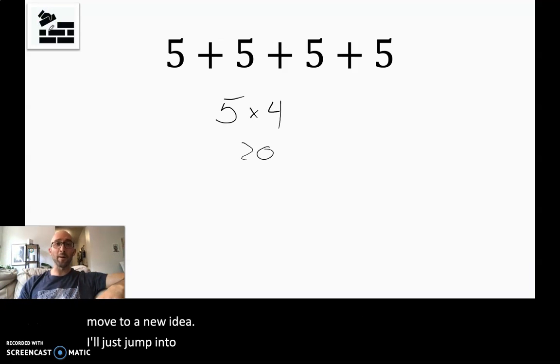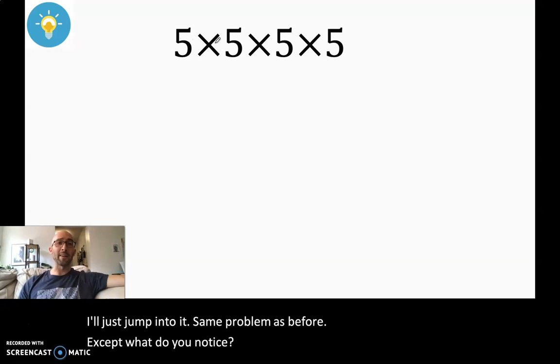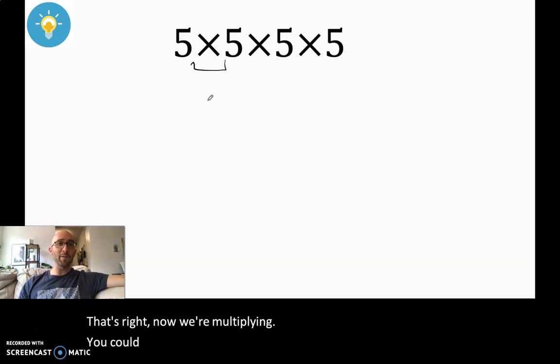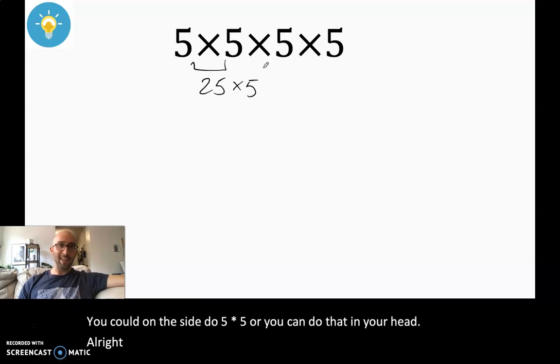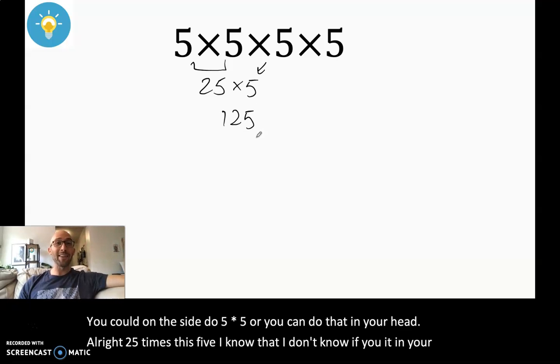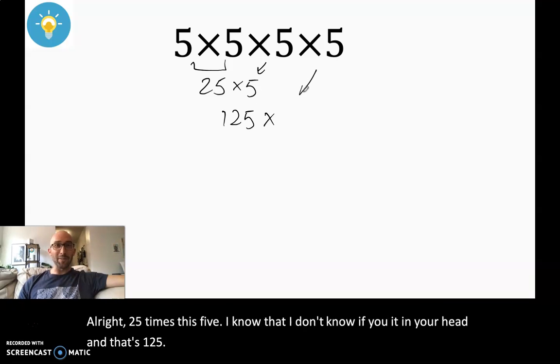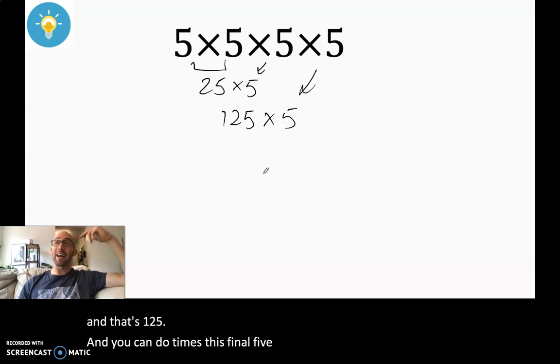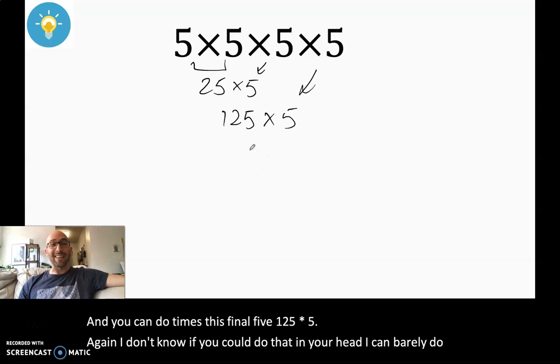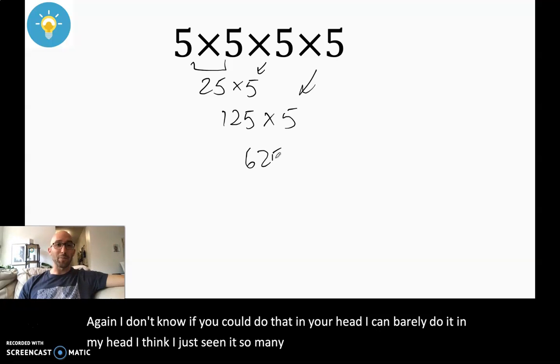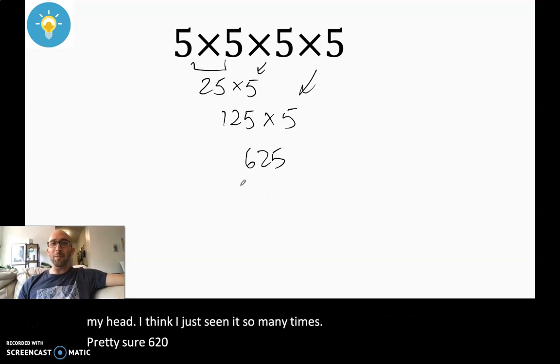Same problem as before, except what do you notice? That's right, now we're multiplying. You could on the side do 5 times 5. All right, you can do that in your head. All right, 25 times this 5. I know that. I don't know if you know it in your head. That's 125. And you can do times this final 5. 125 times 5. Again, I don't know if you can do that in your head. I can barely do it in my head. I think I've just seen it so many times. Pretty sure it's 625.